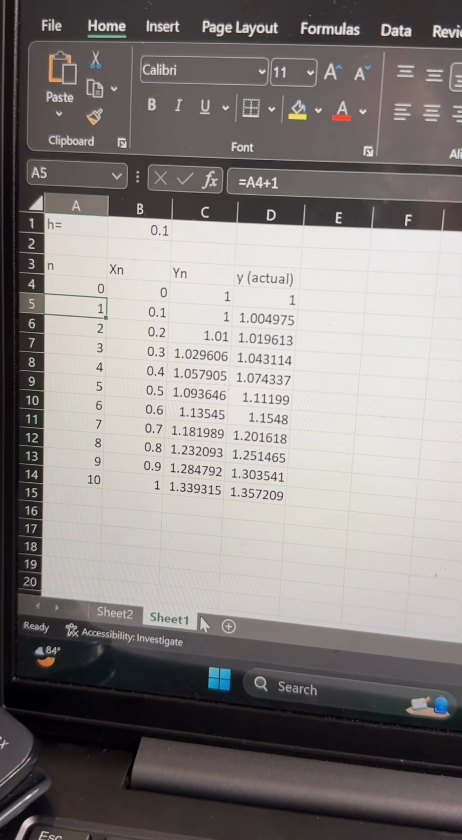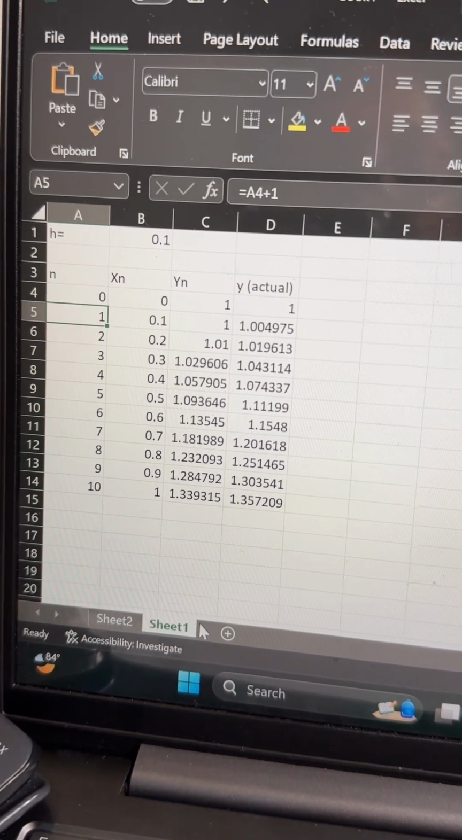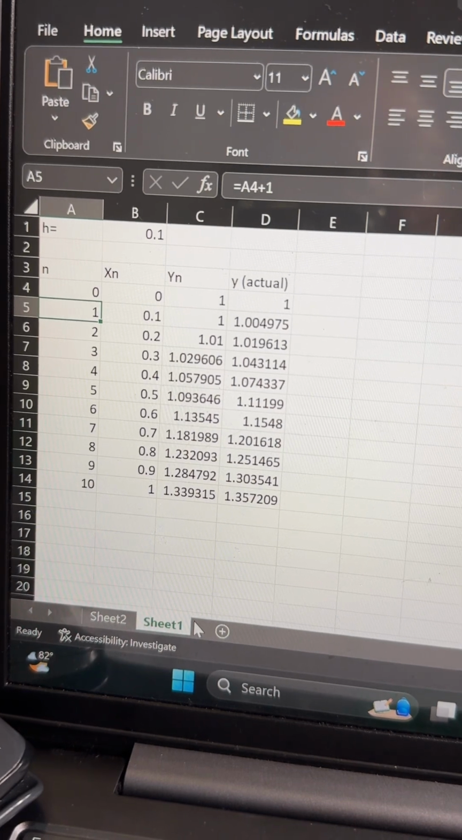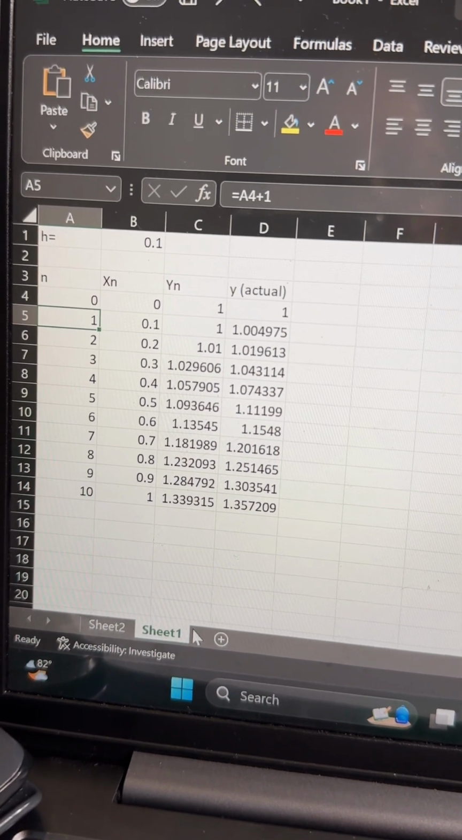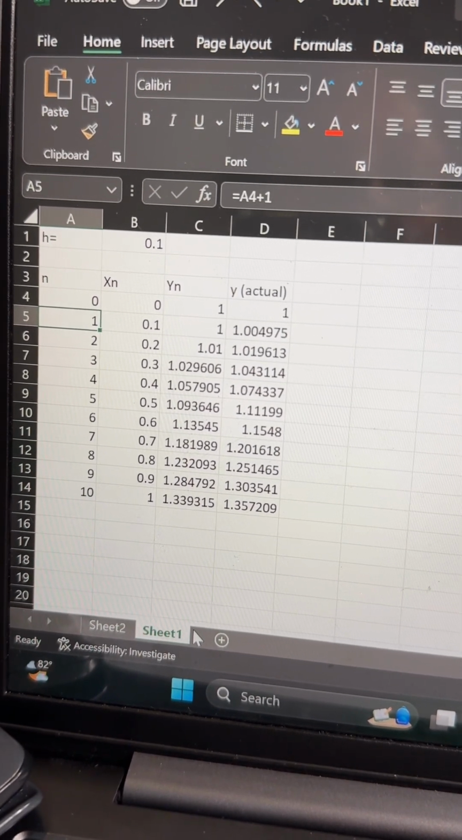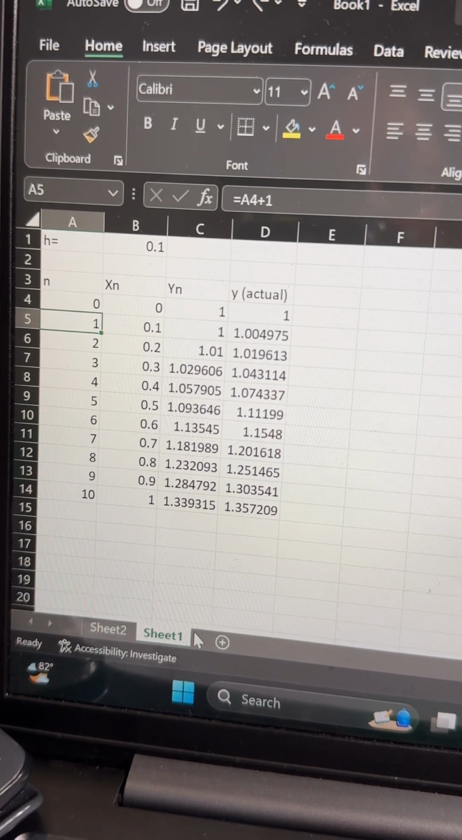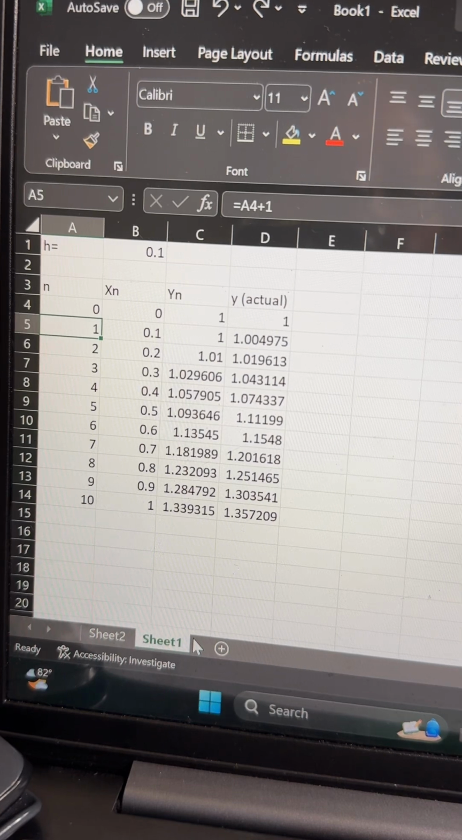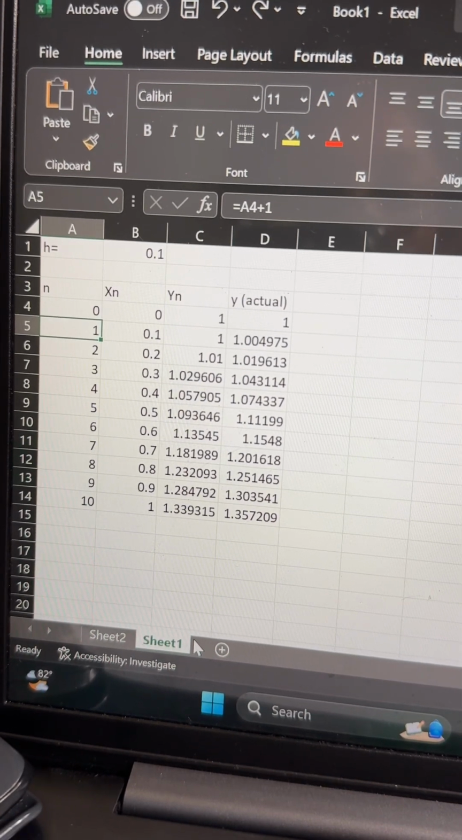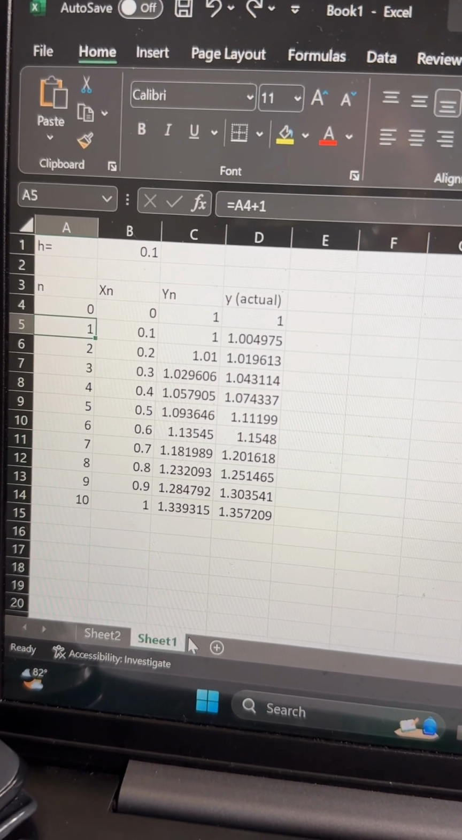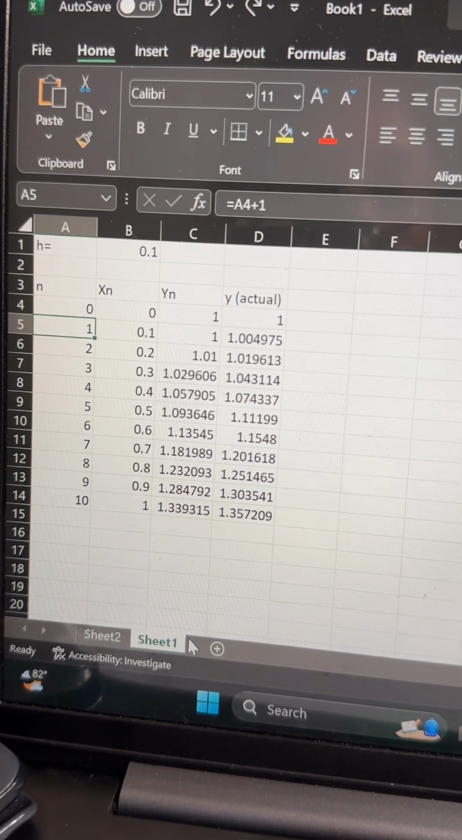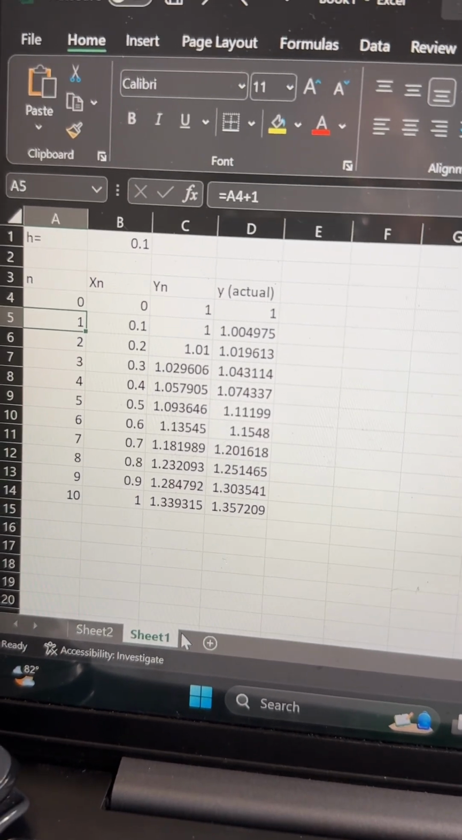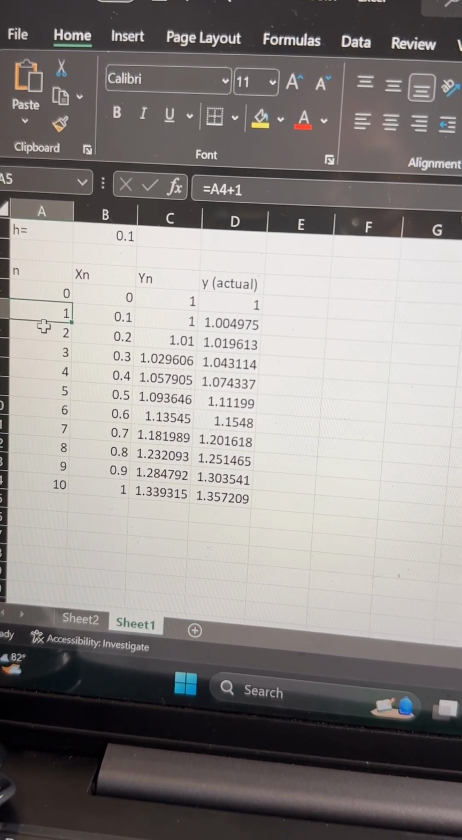Using the Excel spreadsheet, we first will look at the n column. The n column would just have to increase by increments of 1. To get that, we just take the row above the row that we are looking at. In this case, n is 1, and we just increase it by 1.